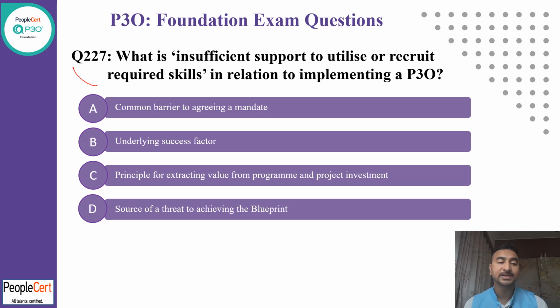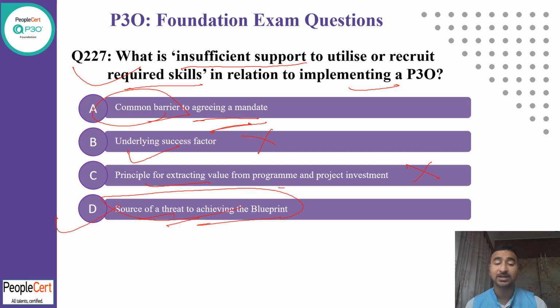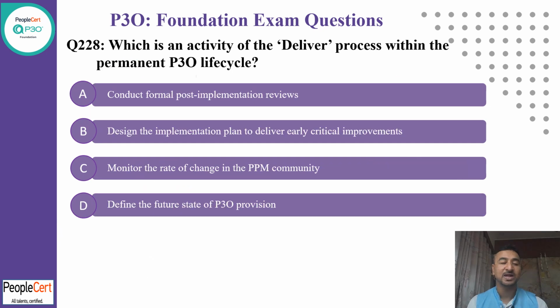Question number 220 says, which is insufficient support to utilize or recruit required skills in relation to the implementing of the P3O? A common barrier, yeah, it may be possible. Agreeing a mandate, that's not correct. Underlying success factor, certainly not. Principle for extracting value for program and project investment, not the correct answer. Source of threat to achieve the blueprint, that is the correct answer, because you are not providing the required skills, so that may be the threat. You are not able to achieve your blueprint, so that's the correct answer.